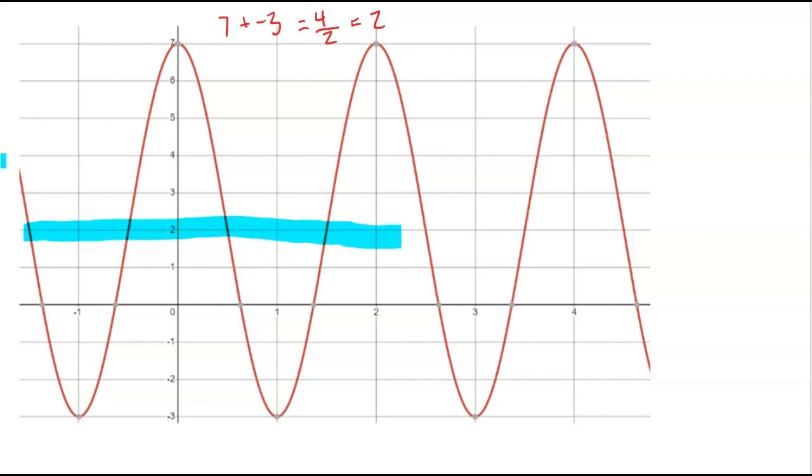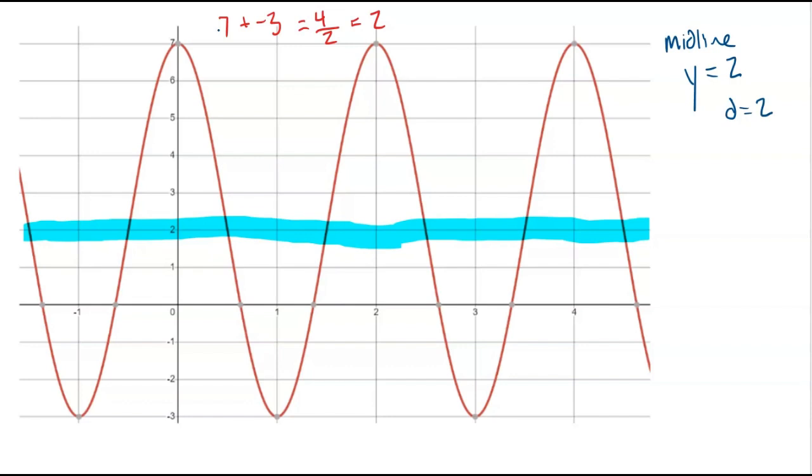Now, we know that that is going to impact our D value. So the midline, the average of your min and max, was y equals 2. That means my D value is going to equal 2. Okay, that's pretty easy. All right, then it's pretty simple to find the amplitude from there.